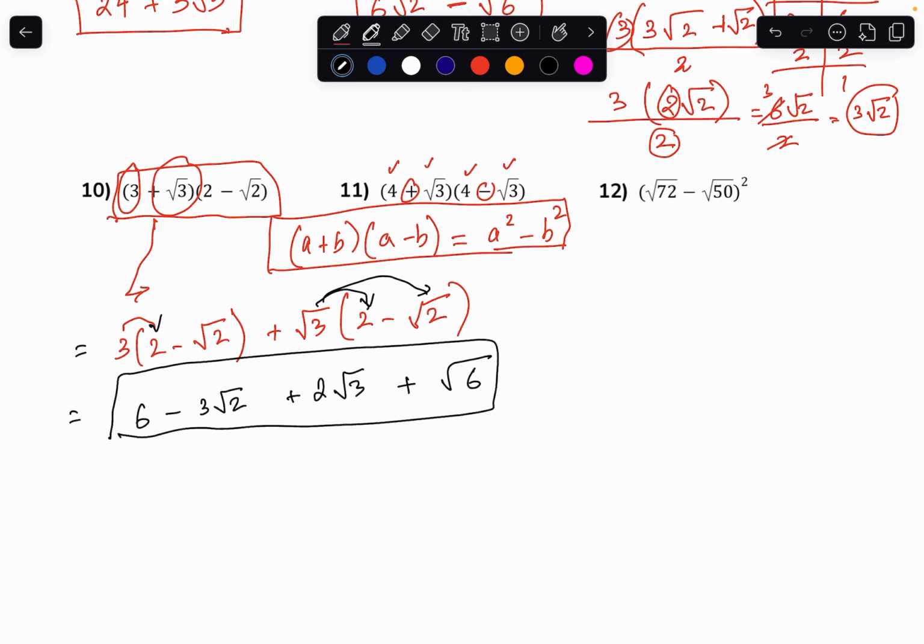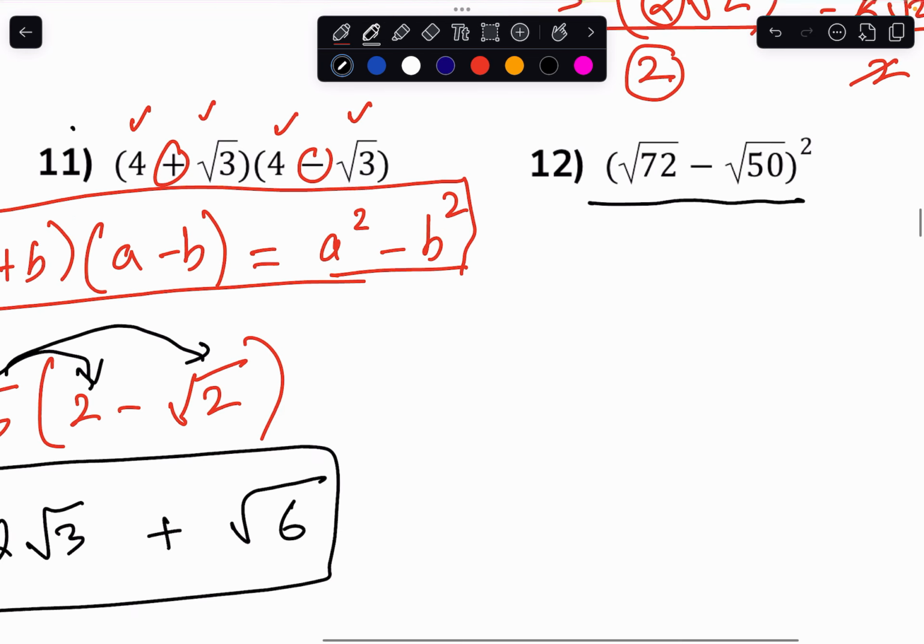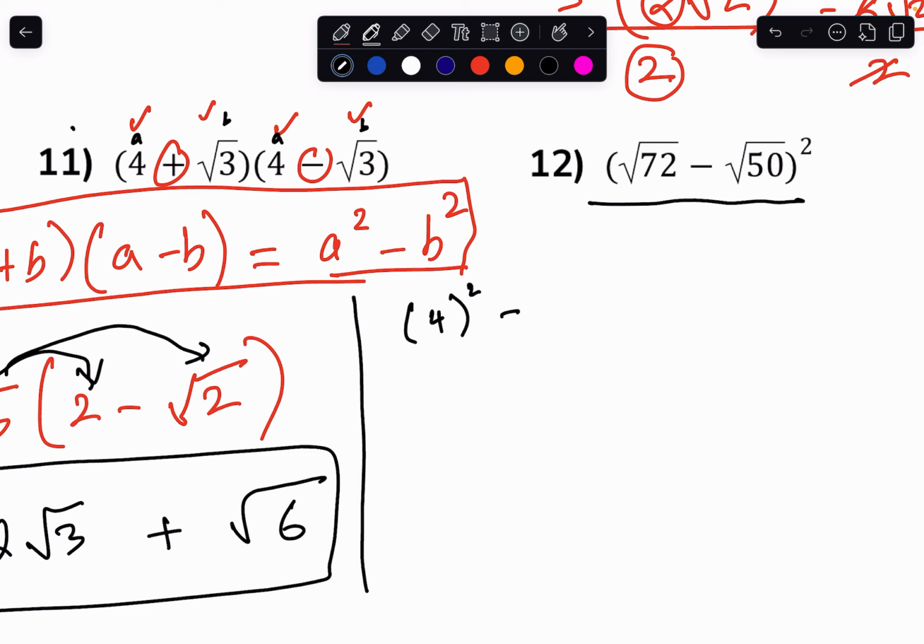This is done. Okay, now question number 11, 4 plus root 3 and 4 minus root 3. In this question, we can apply the formula of a plus b and a minus b. How do we apply it? This is our a, this is our b, this is a, this is b. So a squared will be 4 squared minus b squared, which is root 3 squared. 4 squared is 16, and this square will cancel the root. 16 minus 3 is 13, and that's your answer.